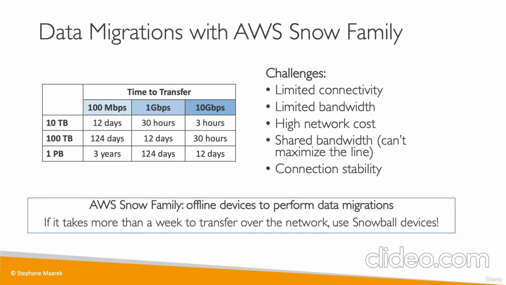The Snow family are offline devices that allow you to perform data migrations. AWS will send you an actual physical device by the post office, and then you load your data onto it, and then you send it back to AWS. The rule of thumb is that if it takes more than a week to transfer data over the network, then you should use a Snowball device, for example.